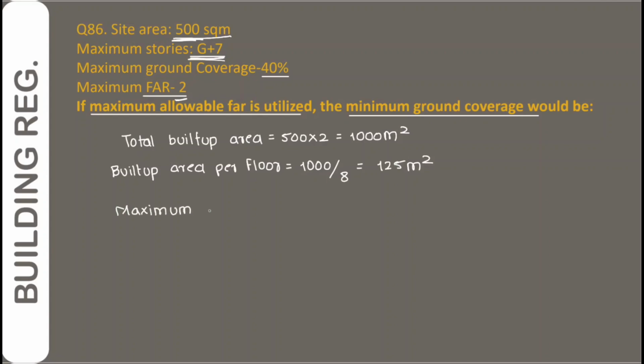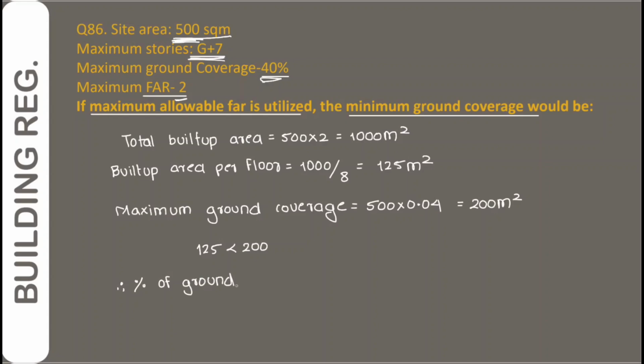Maximum ground coverage is given as 40%. So 40% of 500 is 200 meter square, 125 is less than 200, so it is permissible area. So the percentage of ground coverage will be 125 divided by 500 into 100, that is 25%.